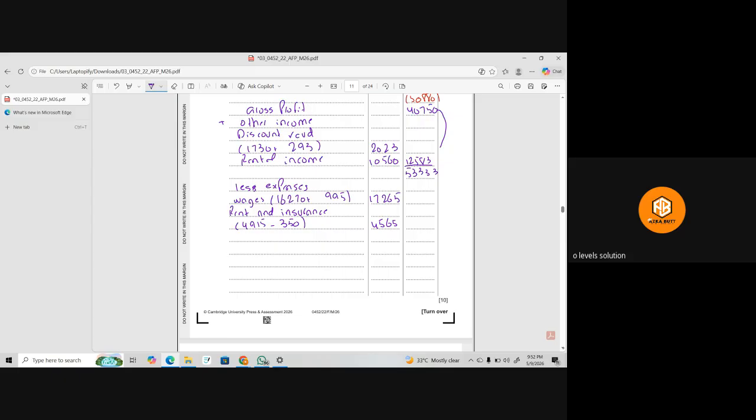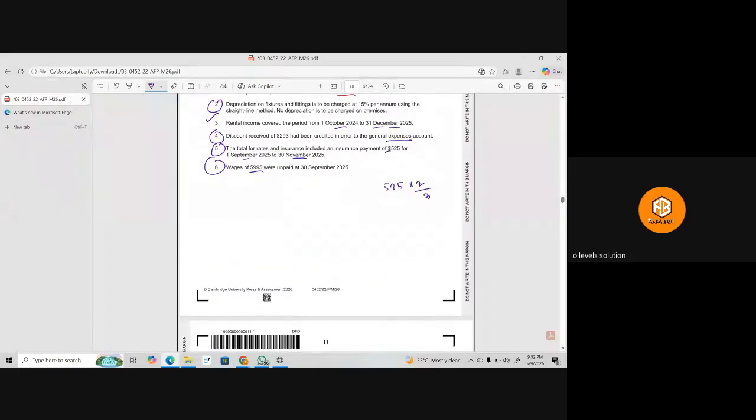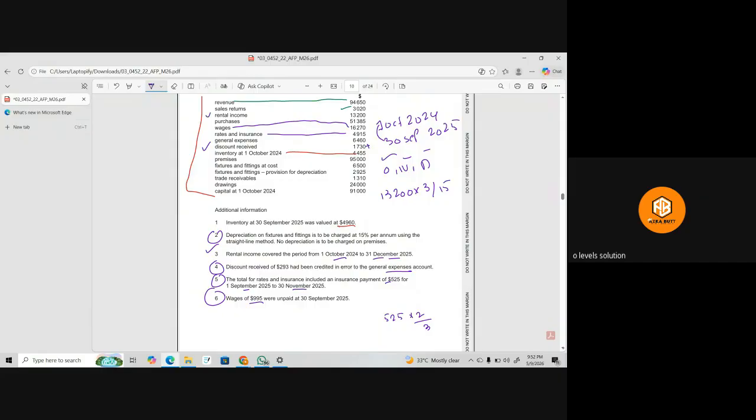Then we have the journal expenses, which is this, but there is 293 which we discount received had been credited. Okay, so we just credited the journal expense account. So it means that we have to add it back. This 293 we have to add, because if we credited the general expense, we will reduce it. So we need to add this 293 to the general expense, which is 6460.